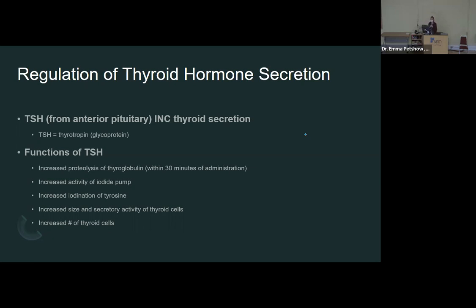So, functions of TSH. TSH can increase proteolysis of thyroglobulin. It can increase the activity of your iodide pump, so pull more iodine in. It can increase tyrosine getting iodine attached to it, that iodination. It can increase the size and secretory activity of thyroid cells, and the number. So those are all the things that are happening with TSH.